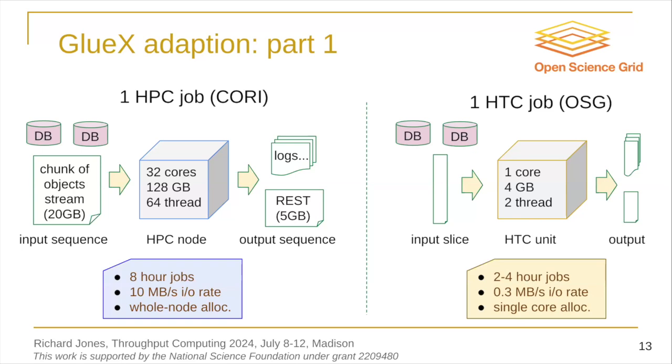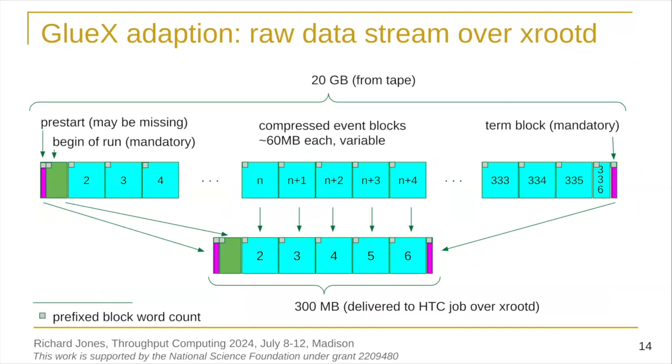So there it is, summarizing what I just said. Single core, and the IO rates are extremely low. Okay, so this is a detail slide.